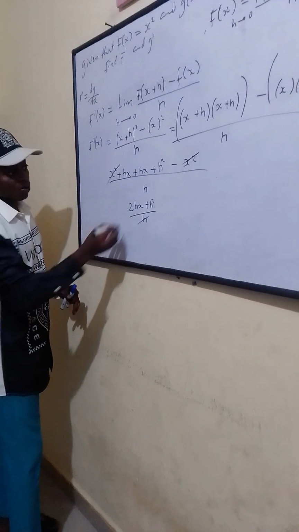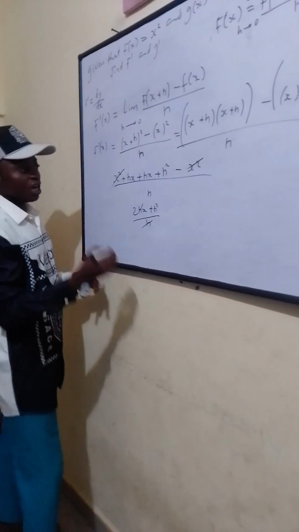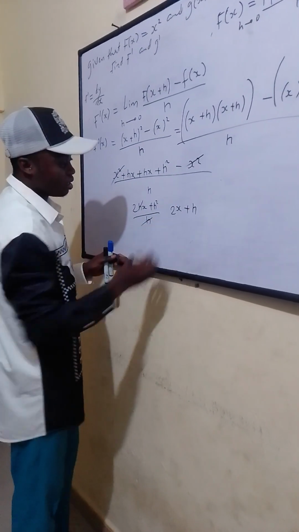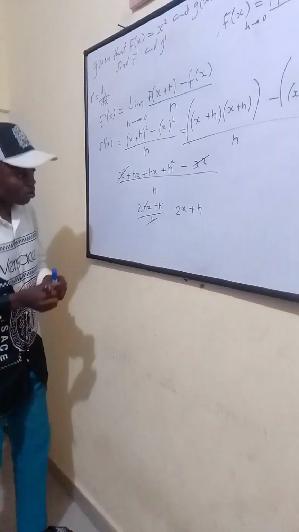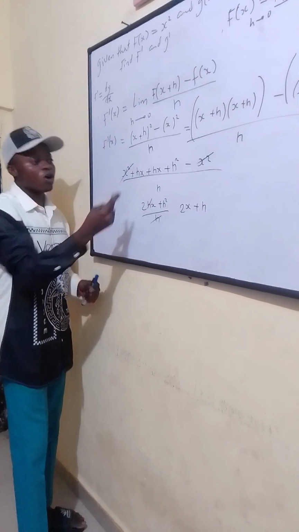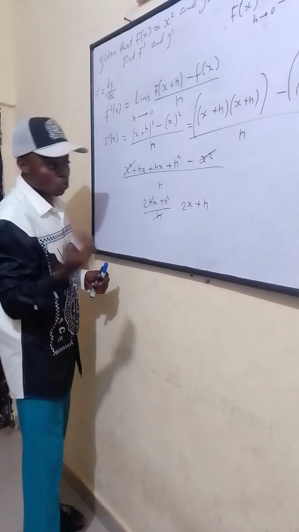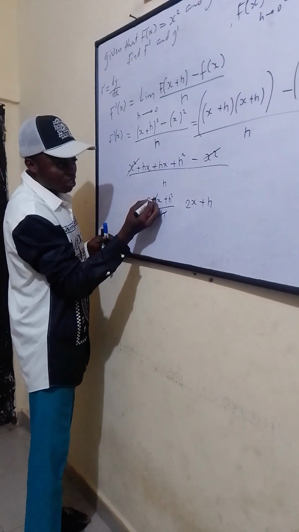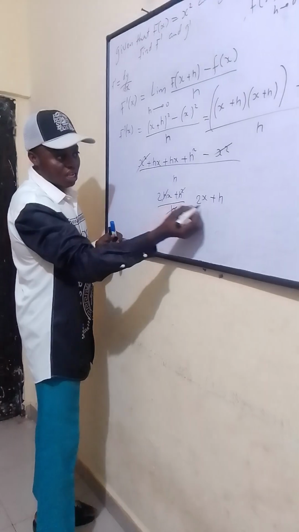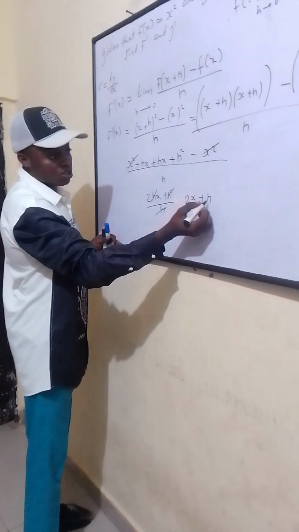One of the h here, we carry one of the h here, we're left with 2x plus h. Remember, in calculus, the denominator will divide the numerator. That is why I use one of it, divide one of this, and I still use one of h, and divide one of h, and I'm left with 2x plus h.